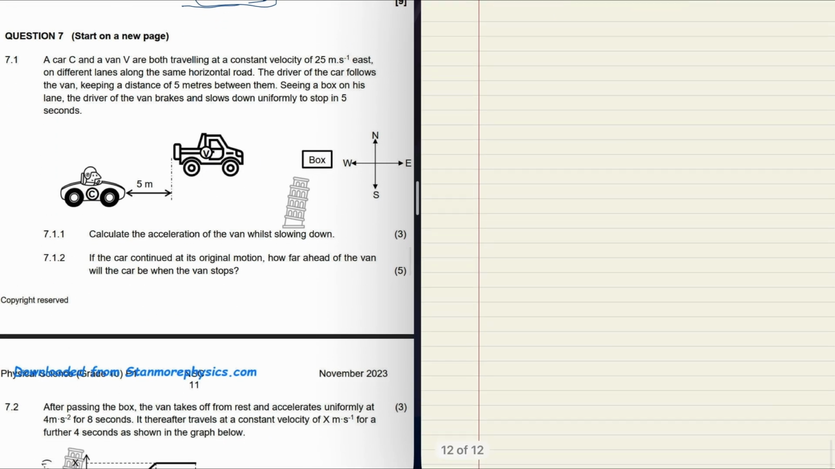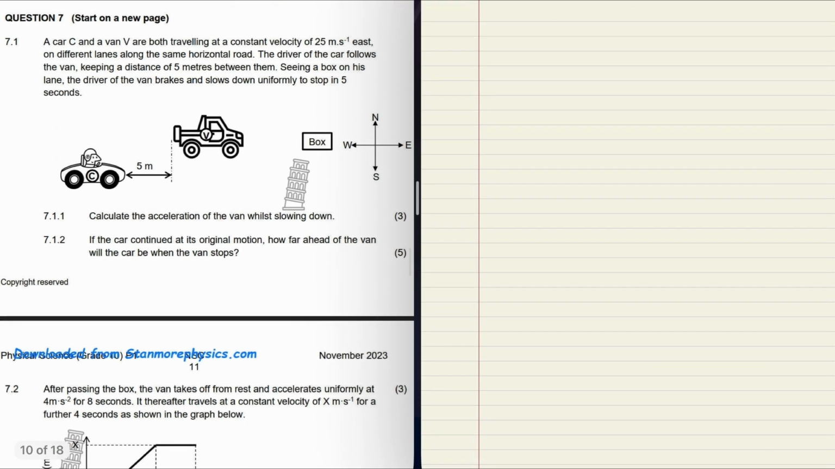Let's take a look at question 7. A car and a van are both traveling at a constant velocity of 25 meters per second east on different lanes on the same road. The driver of the car follows the van, keeping a distance of 5 meters between them. Seeing a box on the lane, the driver of the van brakes and slows down uniformly to stop in 5 seconds. Question 7.1.1, calculate the acceleration of the van while slowing down.